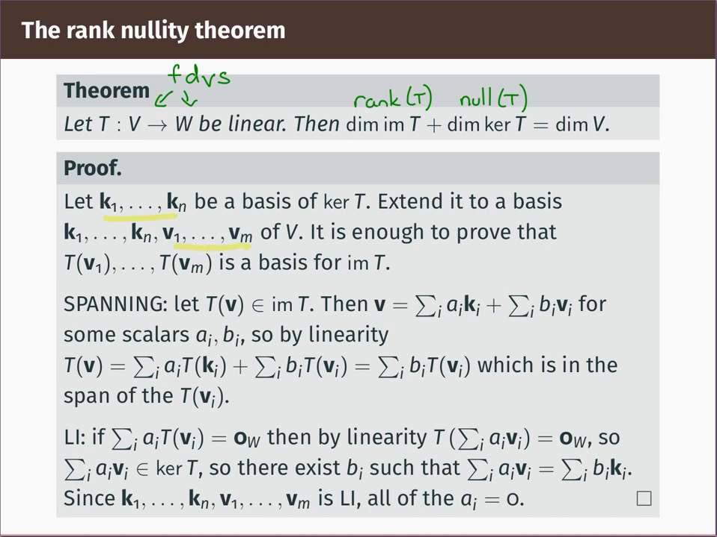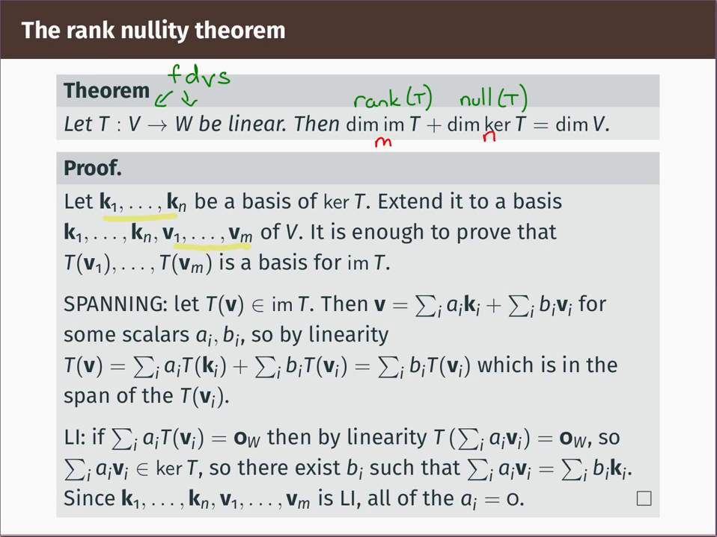It's then enough to prove that T of V1 up to T of Vm is a basis for the image of T. Because if we proved that, then we'd know that the dimension of the image was m, because T of V1 up to T of Vm is m things forming a basis. The dimension of the kernel, we'd know that was n, because that was the notation we used for the size of a basis of the kernel of T.